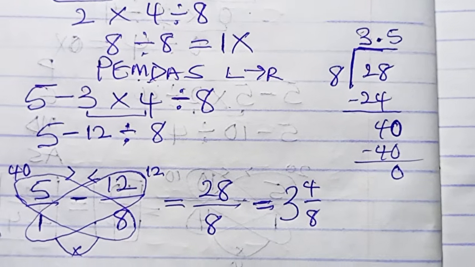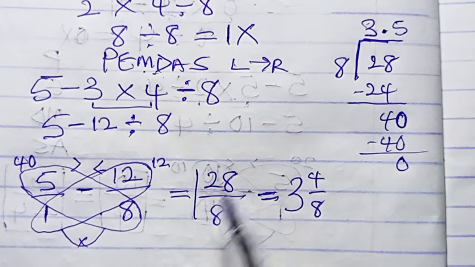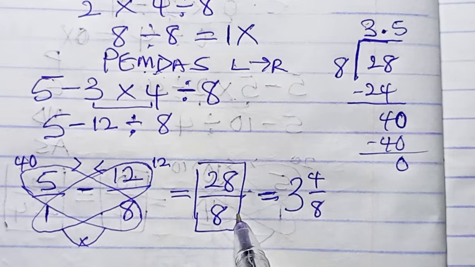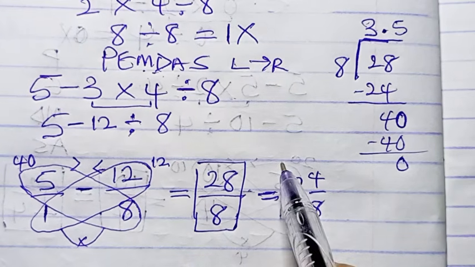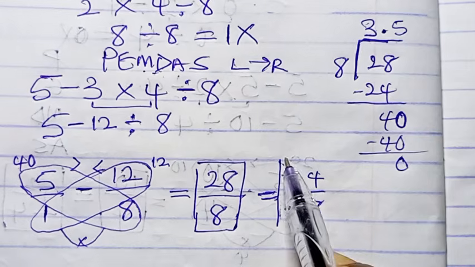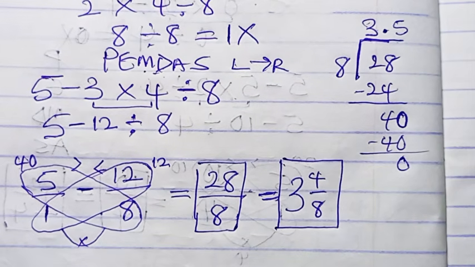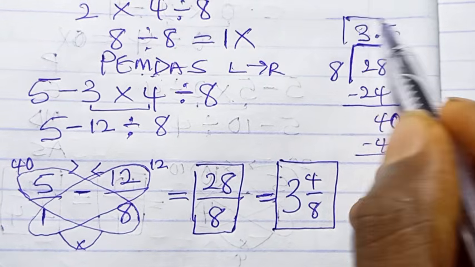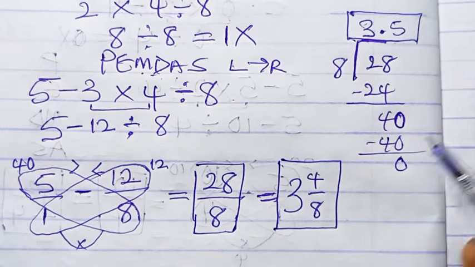So the first answer is the improper fraction, which is 28 over 8. The second answer is the mixed fraction, which is 3 whole number 4 over 8. And the third answer is the decimal answer, which is 3.5.